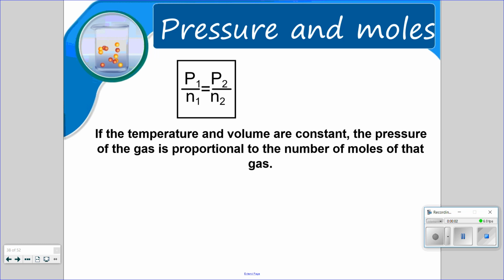So now we're going to touch on a final individual gas law, and this gas law doesn't have a name, but it's the relationship between pressure and the number of moles. And it states that if the temperature and volume are constant for a gas, then the pressure of that gas is proportional to the number of moles of that gas. And it's designated by this equation, P1 over N1 equals P2 over N2.